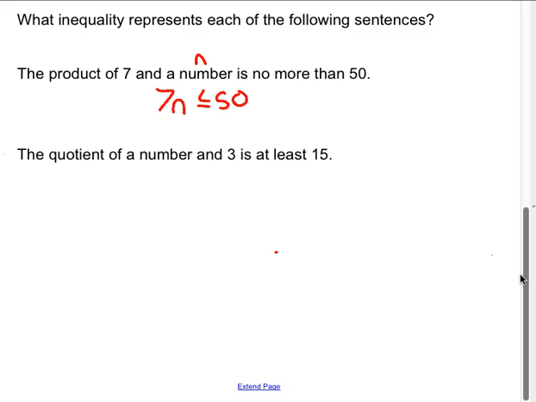Or what about this? Quotient of a number and 3, quotient meaning division, is at least 15. So at least means it could be equal to 15, but other than that, it has to be greater than. It could be 16, it could be 17, it could be 18. And you would want to write it like that. Okay, so kind of just like what we were doing back in 1-3, I do expect that you can write these situations for me. If I give you a word statement, you can write the mathematical statement that goes with it.